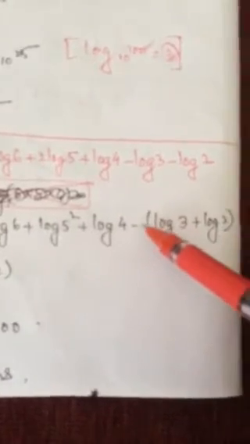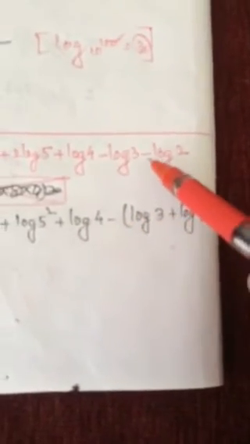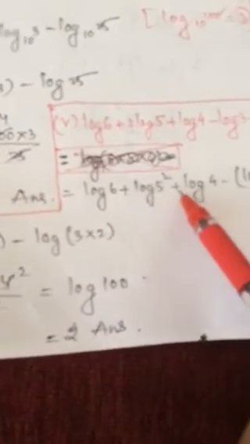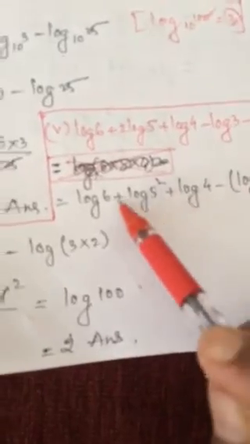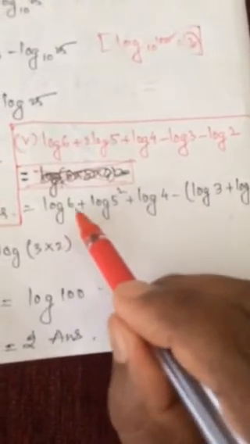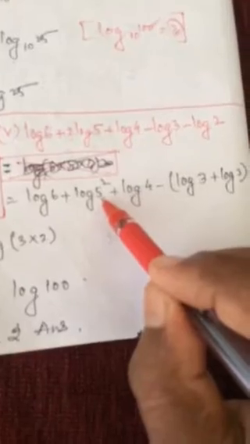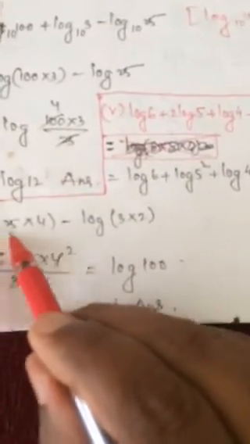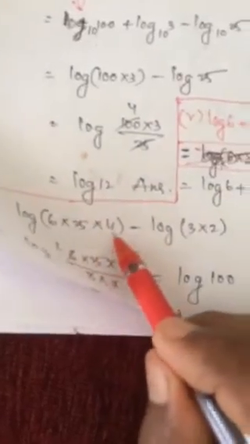I have taken minus as common here, just to change this sign, so it will be plus. Now you see here, plus plus, here plus plus, all three have plus, so addition changes into multiplication. So log 6 plus log 5 squared, or 25, plus log 4 can be written as log 6 multiply 25 multiply 4.